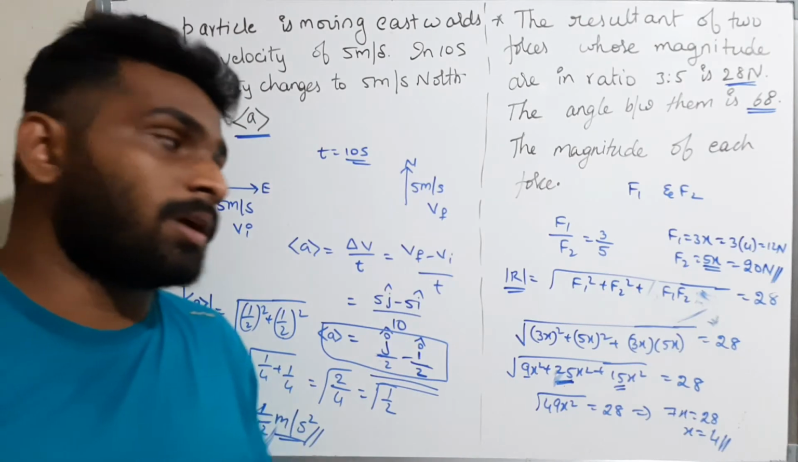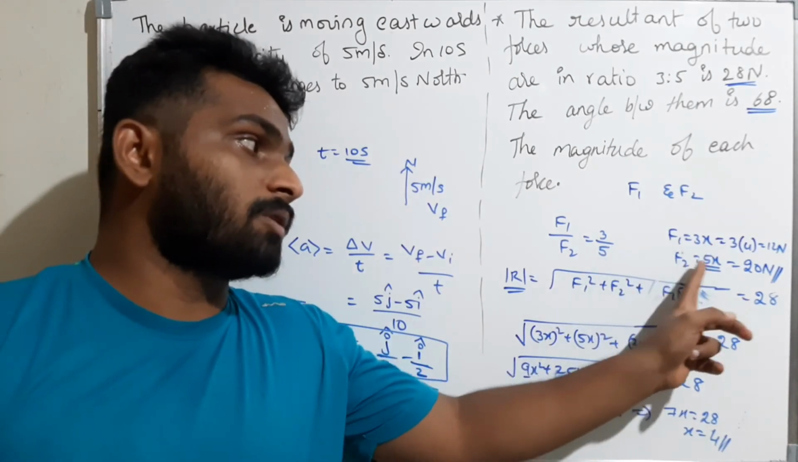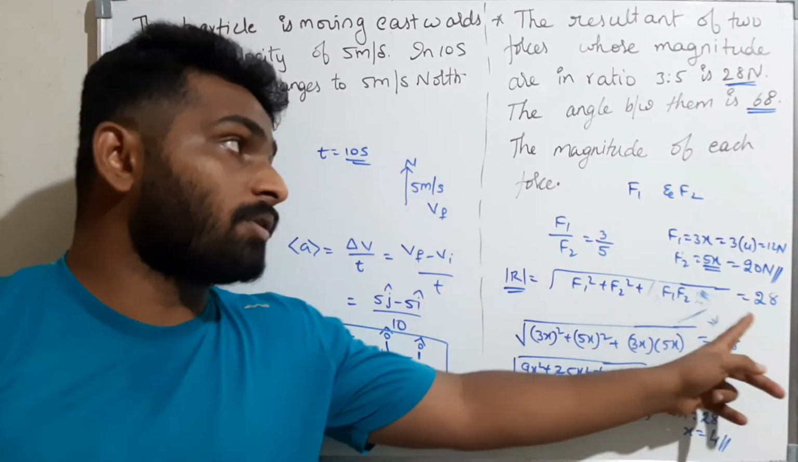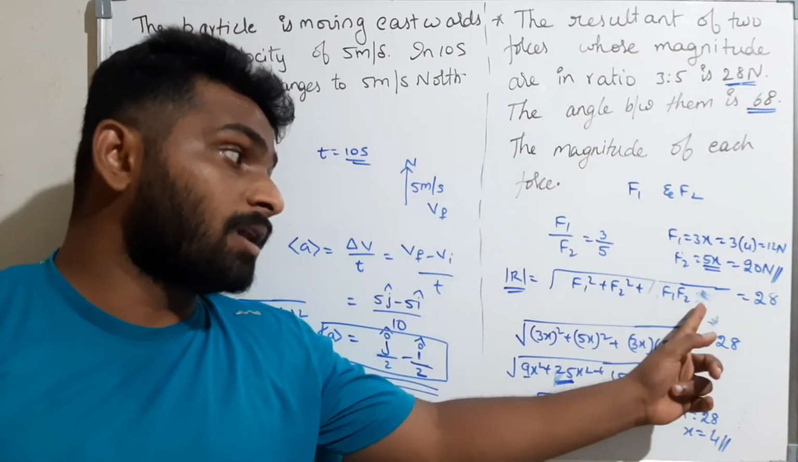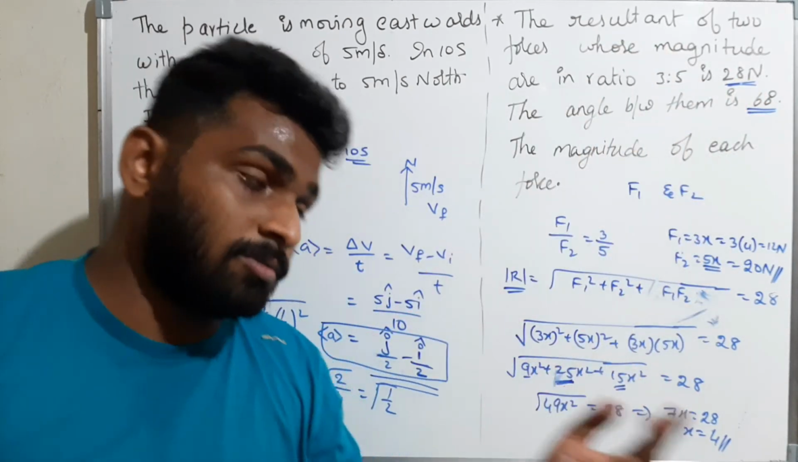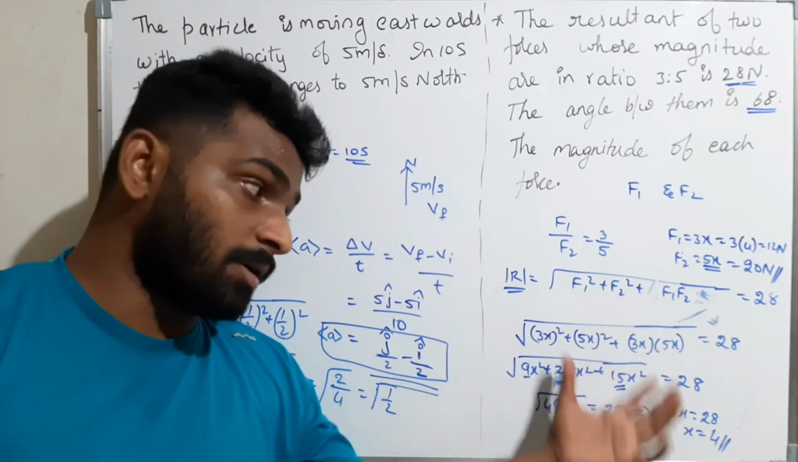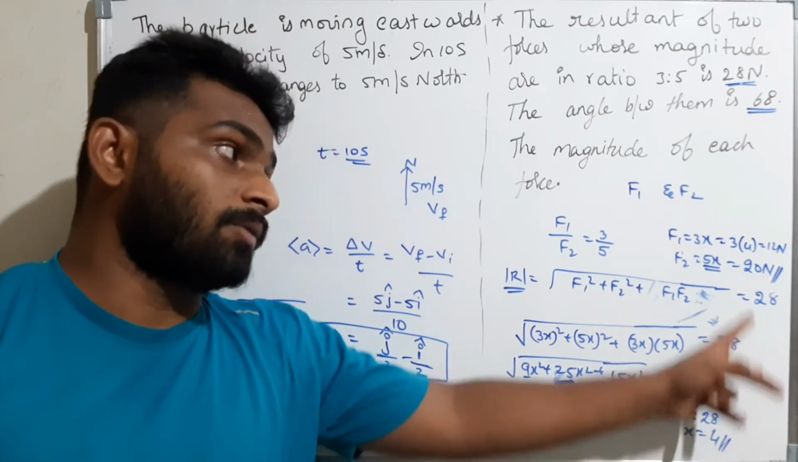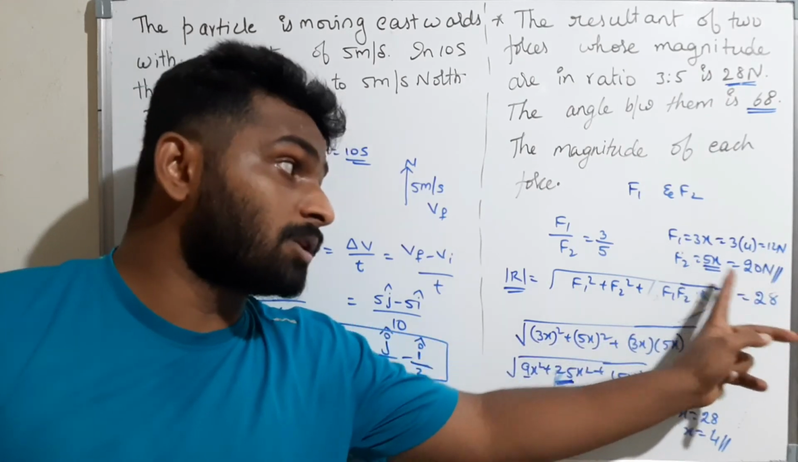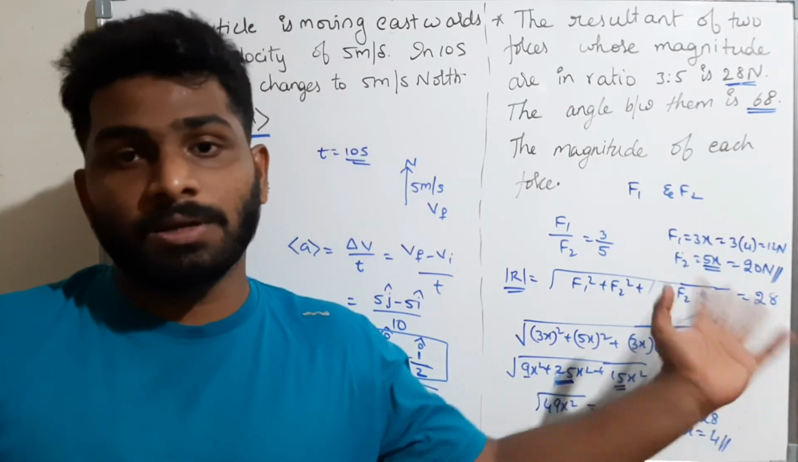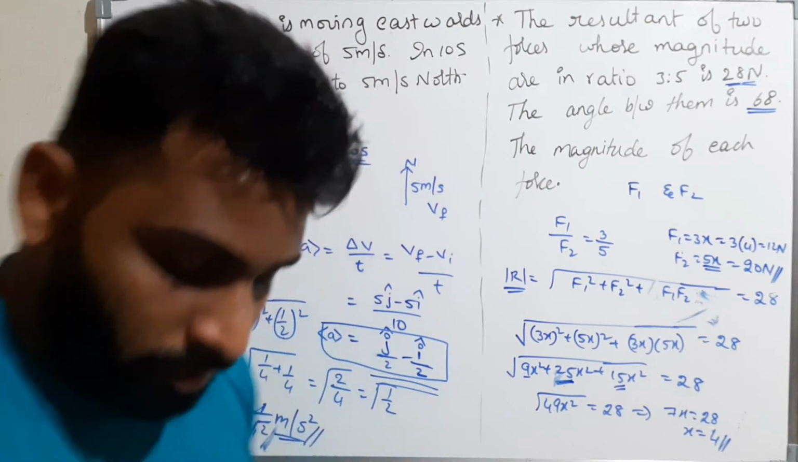Okay, it's very simple. They give the ratios. I took F1 as 3x and F2 as 5x. Now the resultant they gave us is 28 newtons and the angle is 60 degrees. Because cos 60 is 1 by 2, in place of F1 keep 3x and in place of F2 keep 5x, calculate, and you will get x is equal to 4. Therefore, F1 is 12 newtons and F2 is 20 newtons. I think this is clear. Okay, now we'll see one more problem, a small one. See here.